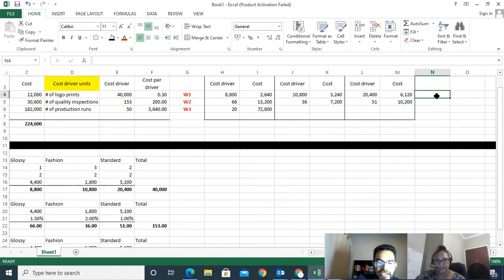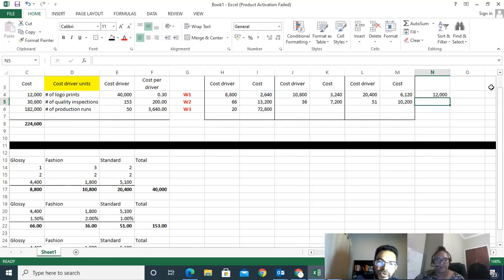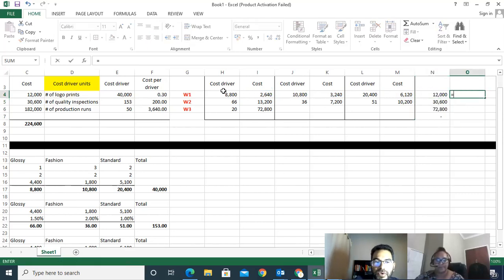Okay, so you can just do a check for yourself. This must always equal the total. So if I add up that plus that plus that, it must add up to the 12,000 Rand. And the same thing for the cost driver, you need to add up to the 40,000. That plus that plus that must add up to the 40,000. That's how you check that you're doing it right.